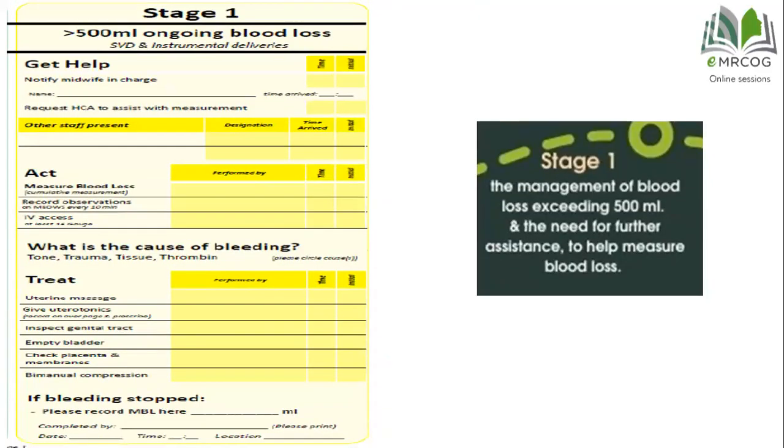Stage 1 is when the blood loss is more than 500 milliliters, and its main purpose is to alert you for the need for further assessment and help to measure blood loss. And whether you are going to give uterotonics, or it reminds you with the steps like emptying the bladder, checking the placenta, if you are going to do a bimanual compression or uterine massage, and so on.